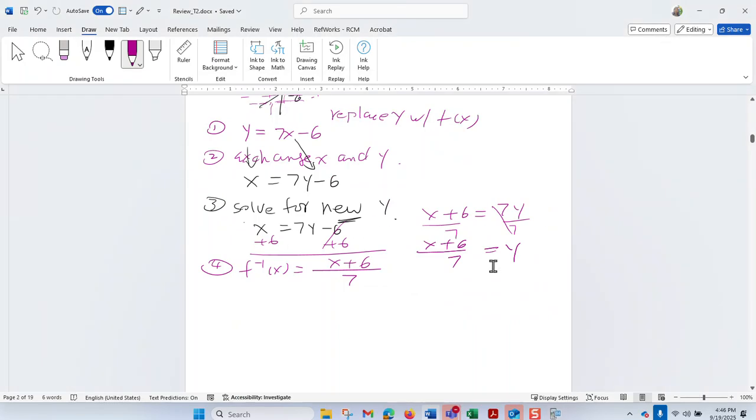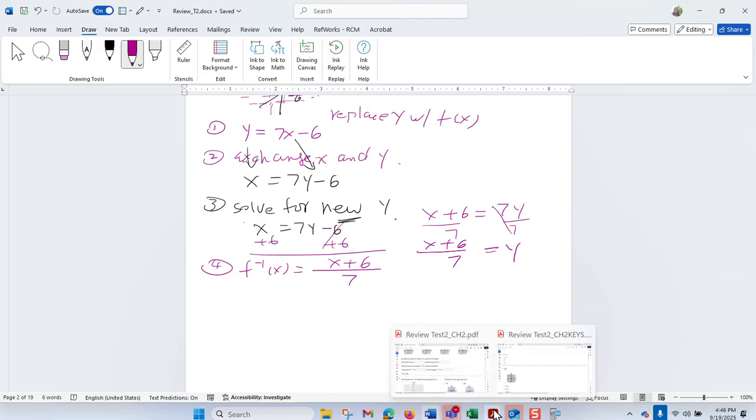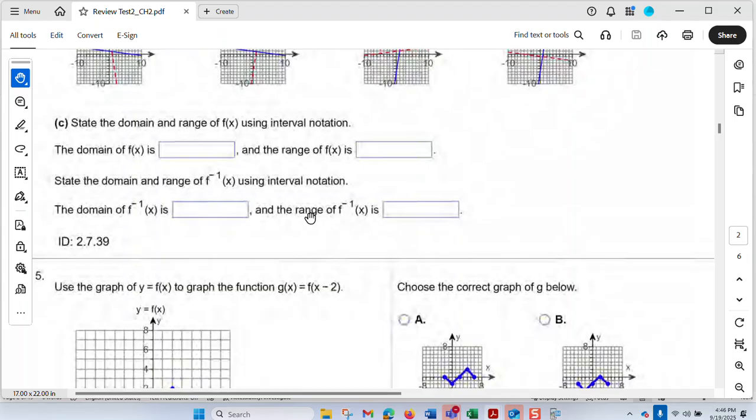So 6 and 7, I think those two sections are relatively new, right? One is the composition, one is finding the inverse notation. Any questions? I want to give you a little bit of time to see if anyone has any questions.